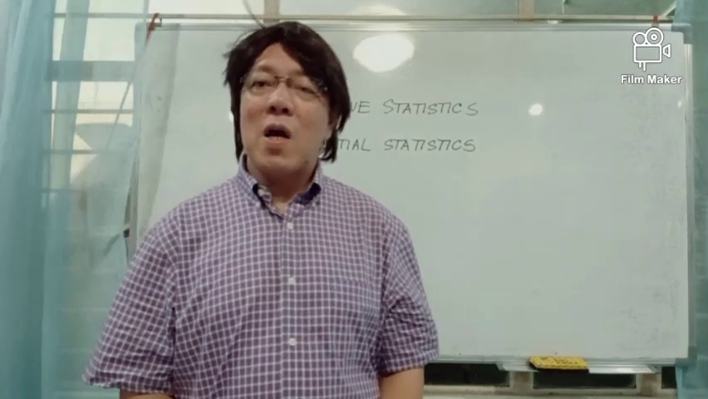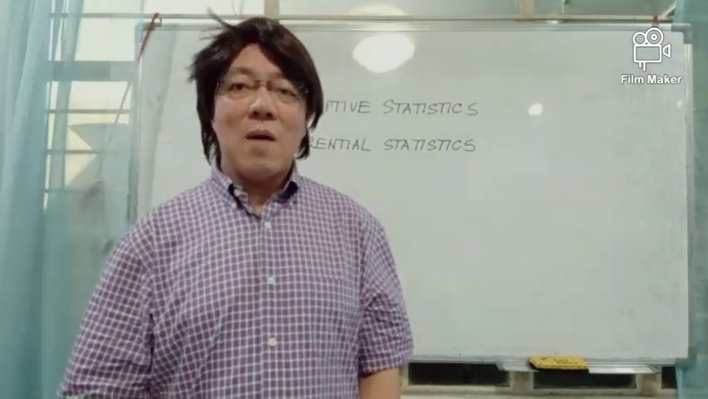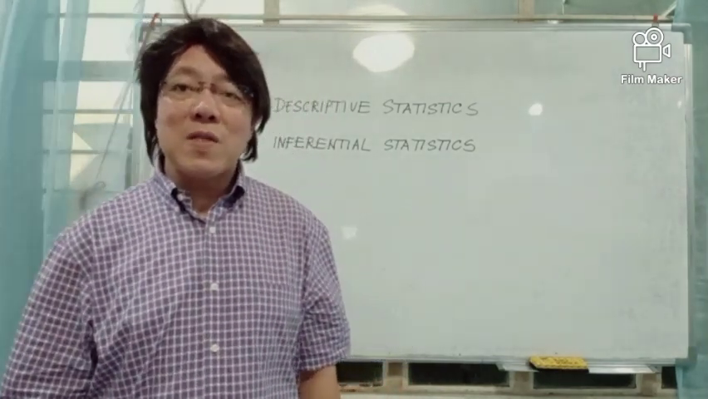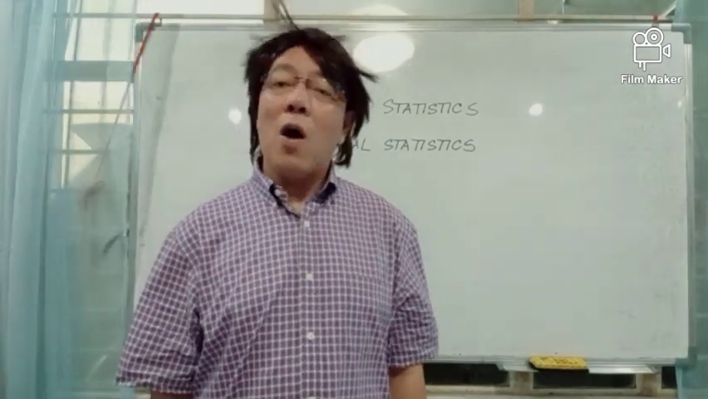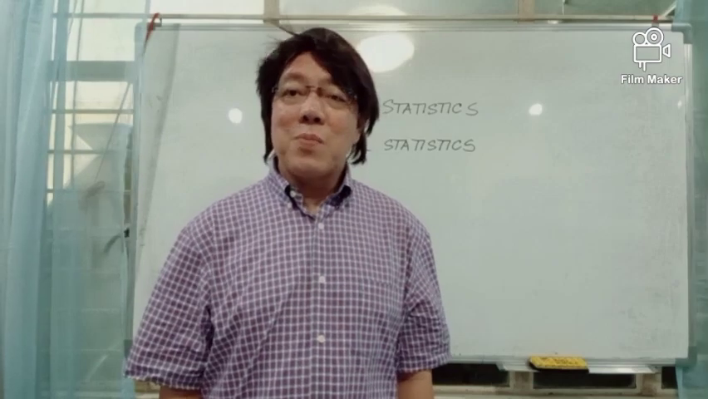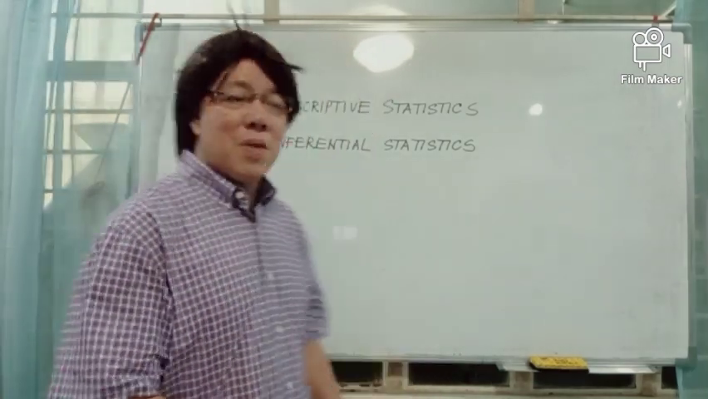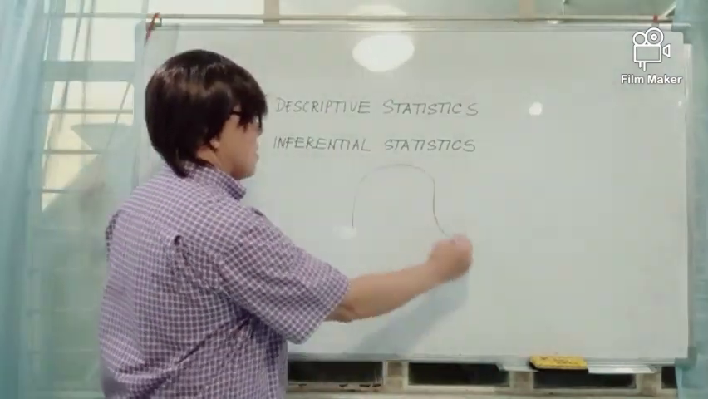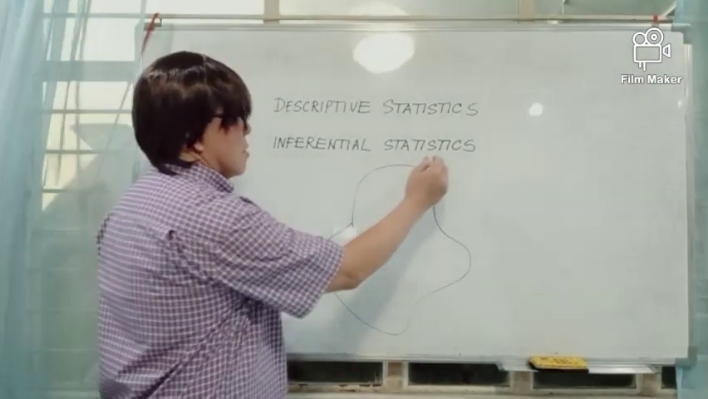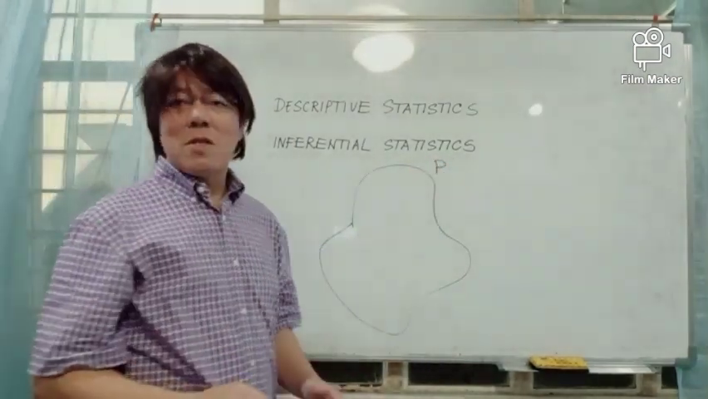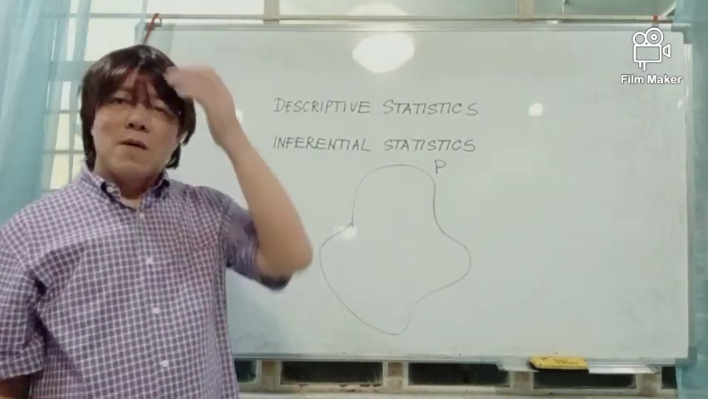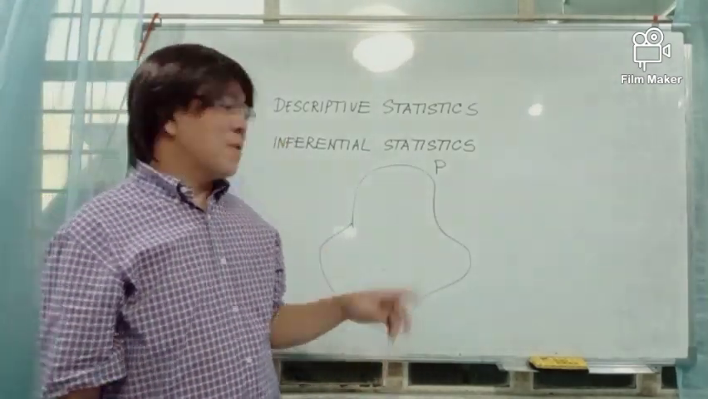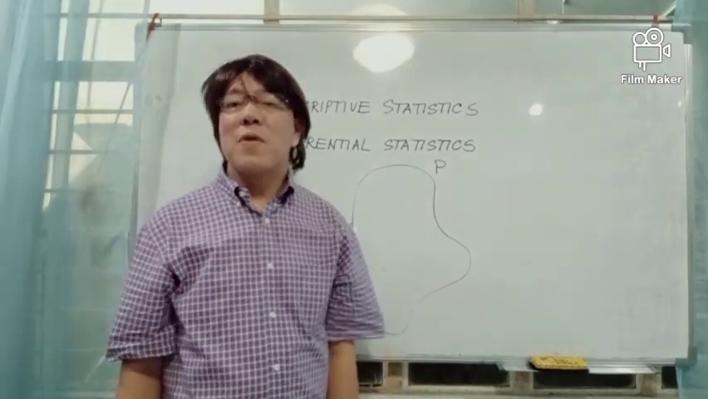For example, you are making a study of the study habits of the students from the University of the Philippines. Then your population will consist of all students from the different branches of the University of the Philippines. This will be your population, the set of all students from the University of the Philippines from the different branches.